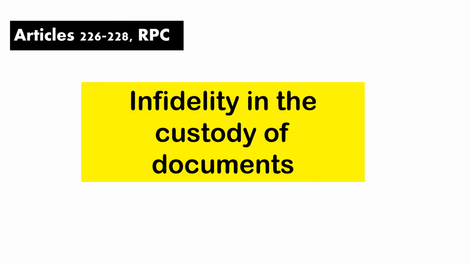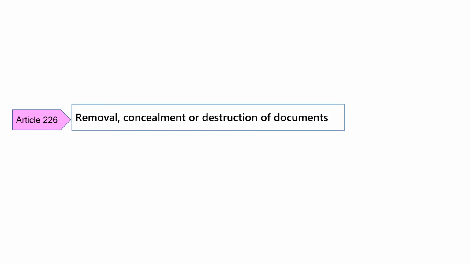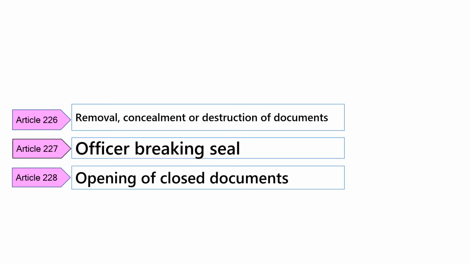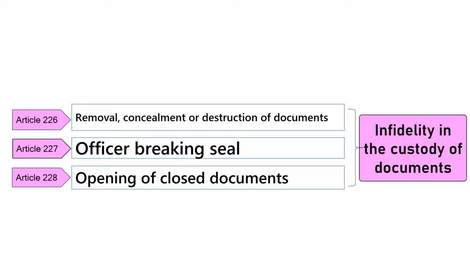In this video, what we're going to discuss is Articles 226 to 228 of the Revised Penal Code, and that is your infidelity in the custody of documents. So what are the ways of committing this crime? First can be found in Article 226, that is the removal, concealment, or destruction of documents. Article 227, officer breaking seal, and Article 228, that is the opening of closed documents. So take note again, ang tawag dito ay infidelity in the custody of documents.